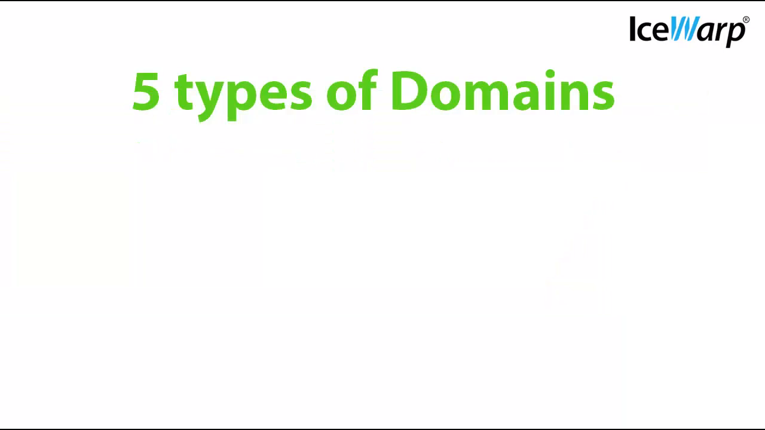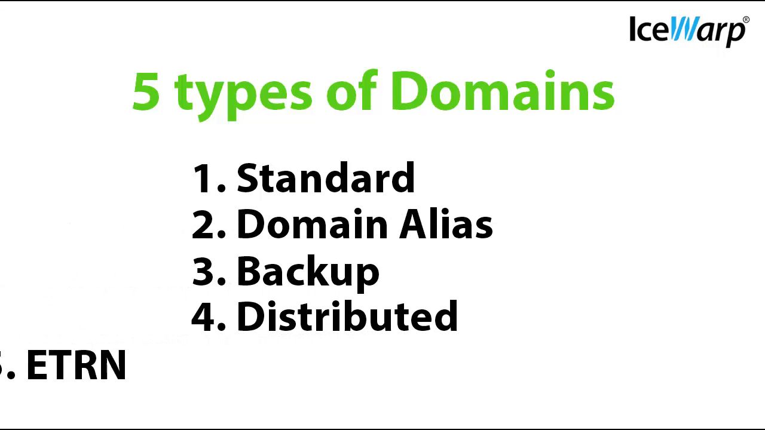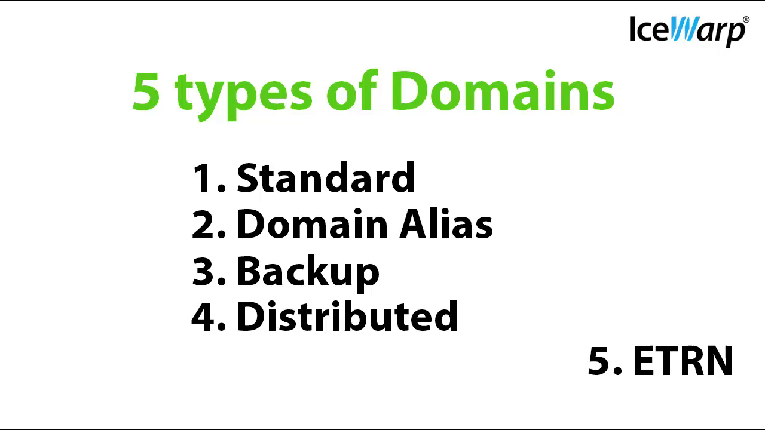When using IceWarp, there are five possibilities for domains: standard, domain alias, backup domain, distributed domain, and ETRN. ETRN is very rare today and was mostly used for dial-up connections, but it is possible in IceWarp. We won't be covering ETRN in this video.